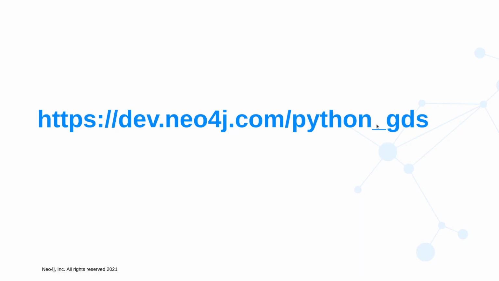All right, the other thing I would like you to check out is if you go to this link here, part of GDS 2.0 is the release of a new Python client specifically for interfacing with Neo4j and with some nice GDS functionality. It's pip installable. Go to that link and it'll tell you how to do it.